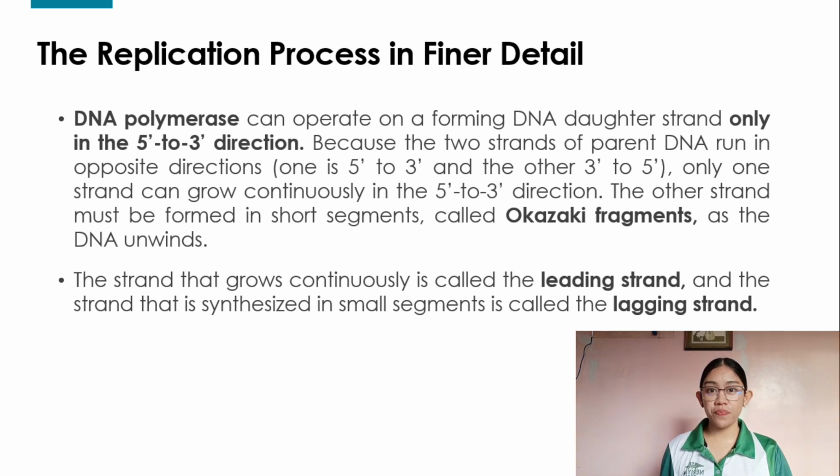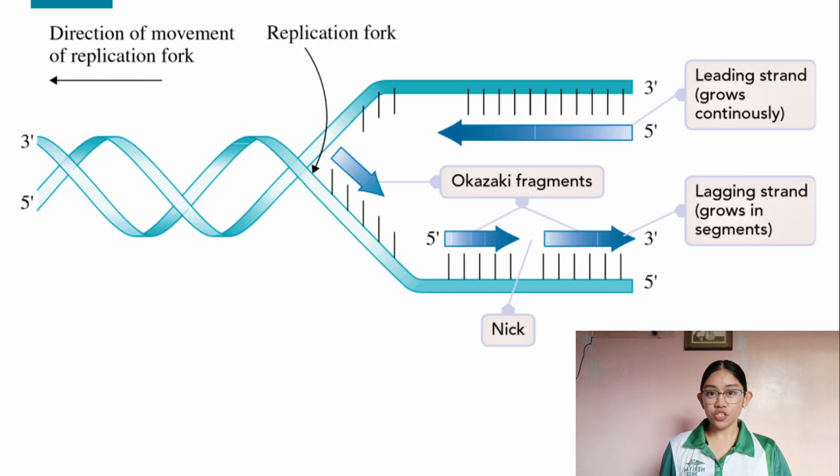Because the 2 strands of parent DNA run in opposite directions, one is 5' to 3' and the other is 3' to 5', only one strand can grow continuously in the 5' to 3' direction. The other strand must be formed in short segments called Okazaki fragments as the DNA unwinds. The strand that grows continuously is called the leading strand, and the strand that is synthesized in small segments is called the lagging strand. Remember the recently discussed phosphodiester linkage between the nucleotide and the growing strand? This is what it's about.